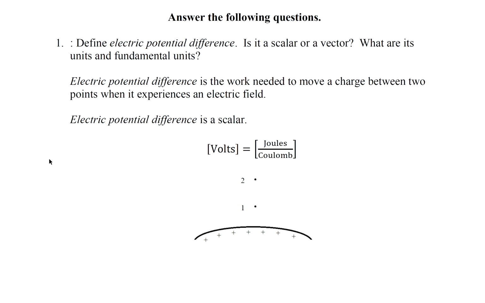Electric potential difference is the work needed to move a charged object between 2 points when it experiences an electric field. So electric potential difference is a scalar. It has units of volts or joules over coulombs. And remember, a joule is kilograms meters squared over second squared, and a coulomb is equal to an ampere second.